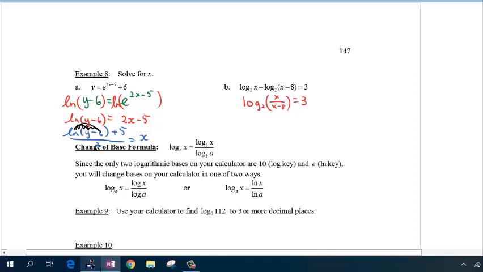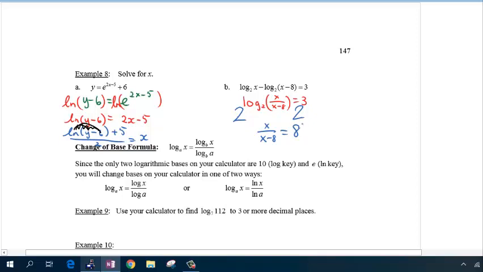Now at this point in time, there's a few ways you can do this. Some of you may be thinking, I have to get rid of that log. So how do I undo the log? Well, you undo the log by applying the inverse. So what's the inverse of log base 2? Yes, it's 2 to the power on both sides. So if you do that, the 2 and log base 2 cancel each other out, and you're left with x over x minus 8 equals 2 to the power 3, which is 8.